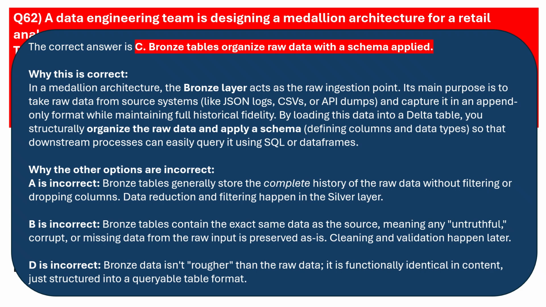Why the other options are incorrect? A is incorrect. Bronze tables generally store the complete history of the raw data without filtering or dropping columns. Data reduction and filtering happen in the silver layer. B is incorrect. Bronze tables contain the exact same data as the source, meaning any untruthful, corrupt, or missing data from the raw input is preserved as is. Cleaning and validation happen later. D is incorrect. Bronze data isn't rougher than the raw data. It is functionally identical in content, just structured into a queryable table format.